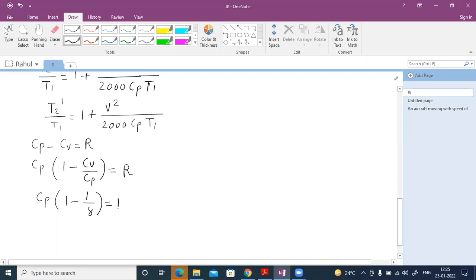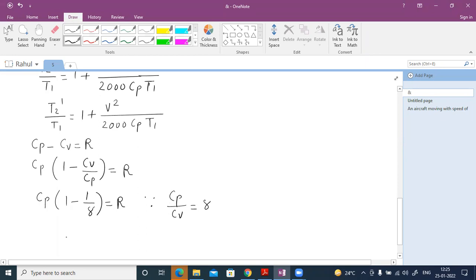So 1 by gamma is equal to R, because Cp by Cv is equal to gamma. So when Cp by Cv is equal to gamma, what is Cv by Cp? It is 1 by gamma. That is what is written, right?